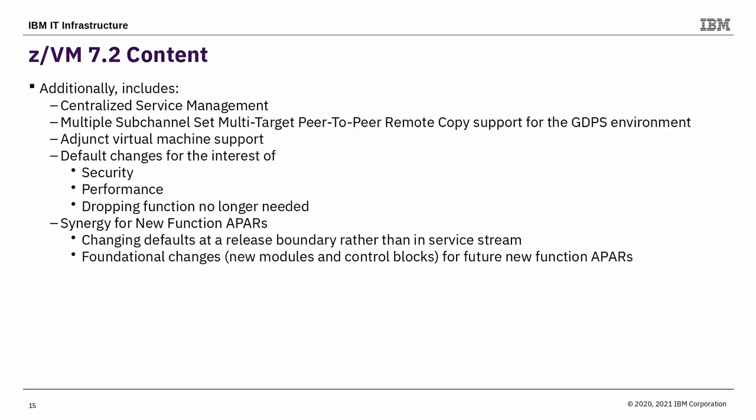And along with the roll-up of the 7.1 new function, we've now got these things, and I will go through bits of each of these as we go through the session. So the centralized service management for GDPS users, the multi-target stuff, this adjunct virtual machine support, which has actually been there for ages, but is now actually documented. And a few default changes, which I'll mention.